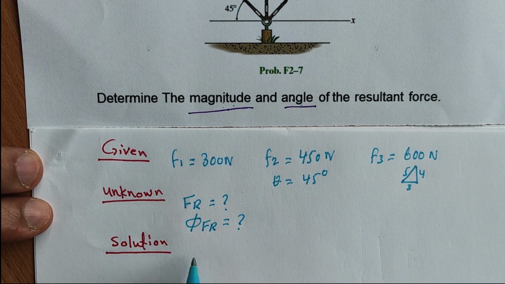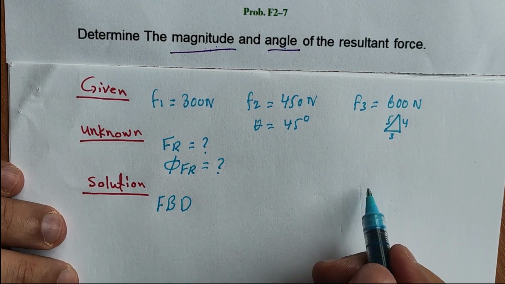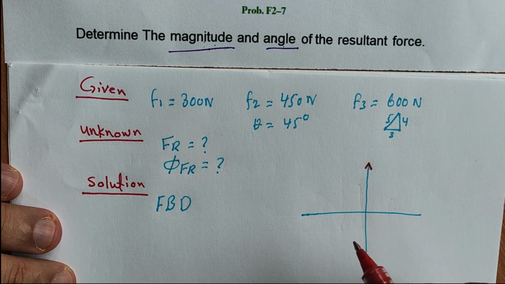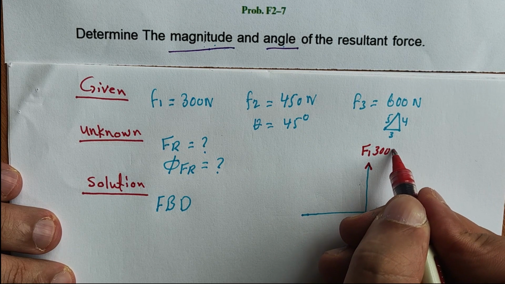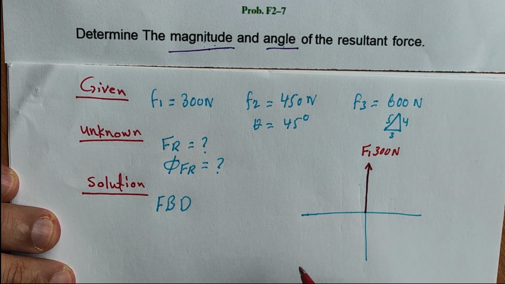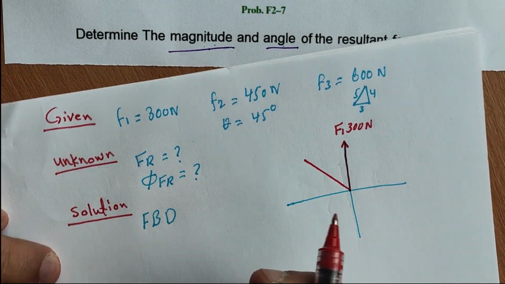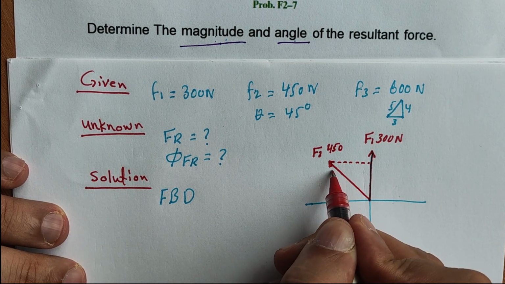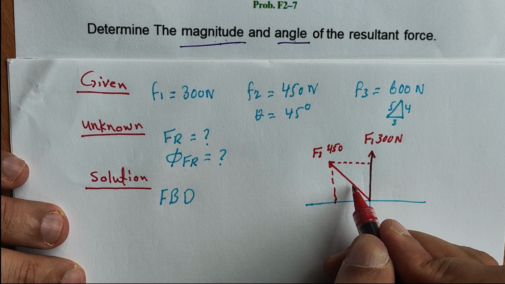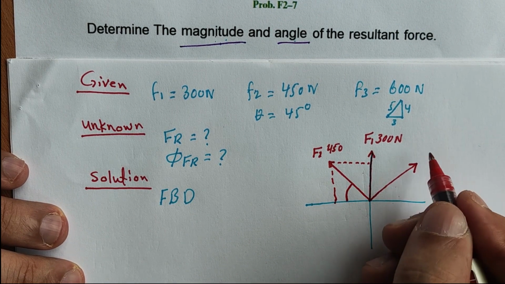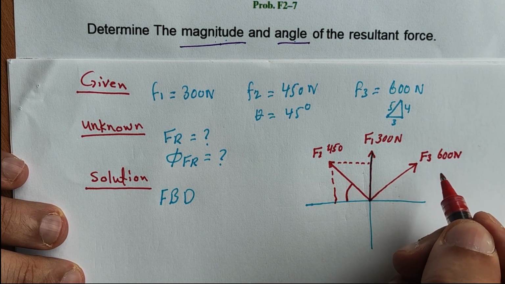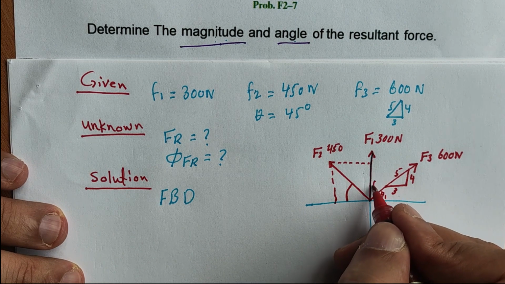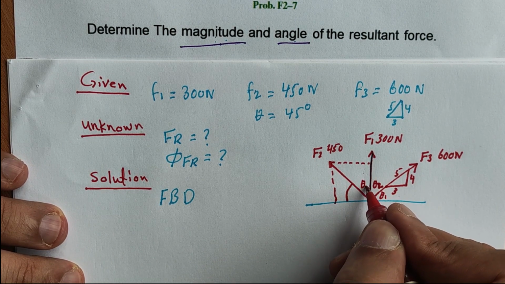In your solution, the first step is the free body diagram. In your free body diagram, interpret or resolve each force into two rectangular components. So F1, which is 300 Newton, doesn't have an X component, it's got only a Y component. Your F2, it's 450 Newton, resolving this into two rectangular components. And you have F3, 600 Newton, and it has special triangle 3, 4, 5. I like to number all of my angles: theta 1, theta 2, theta 3, theta 4.